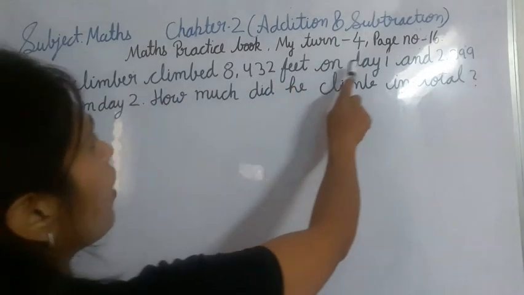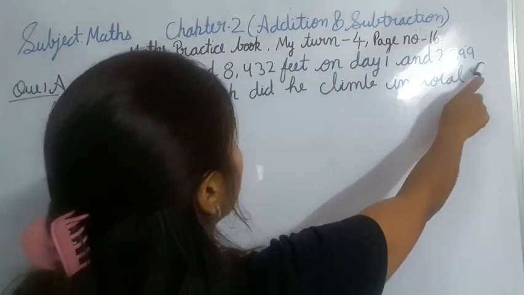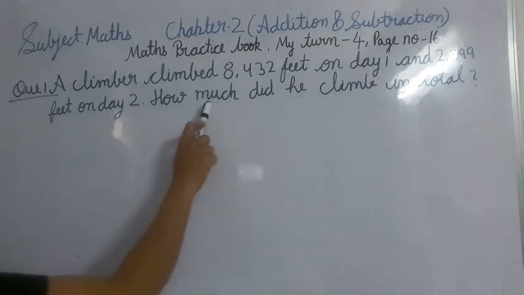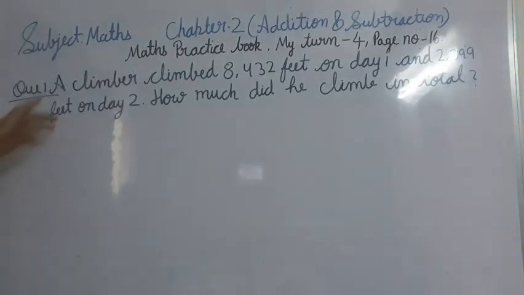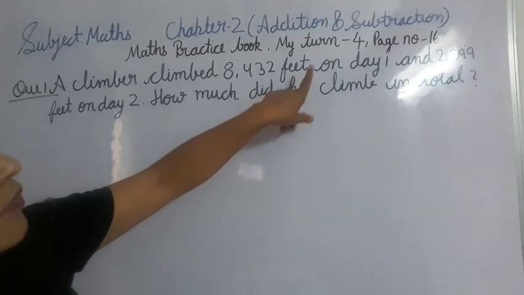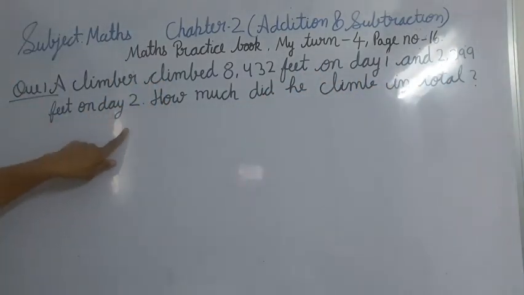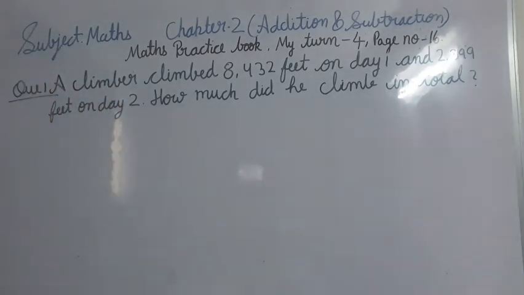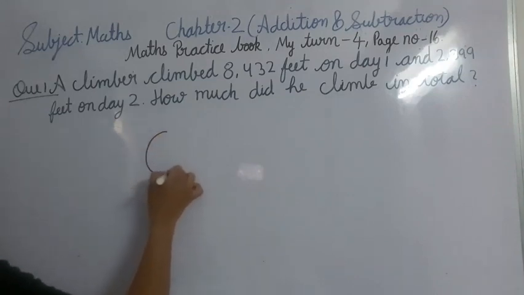8,432 feet on day 1 and 2,399 feet on day 2. How much did he climb in total? So one climber is there, who climbed this much feet on day 1 and this much feet on day 2. Now they are asking how much total climb he did. So let's make a number bond for this.